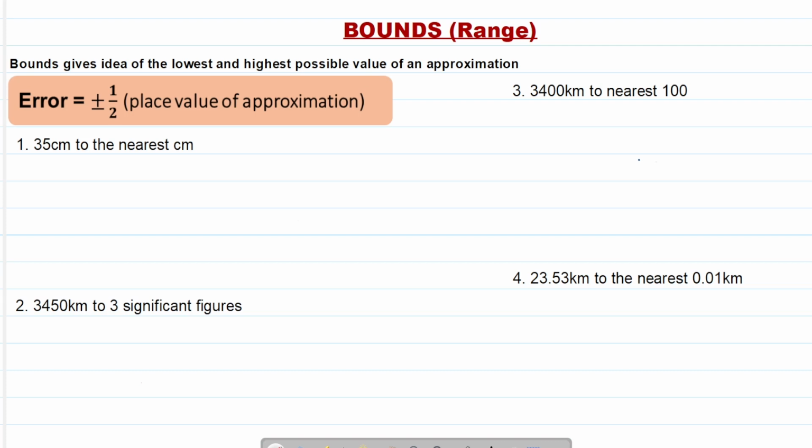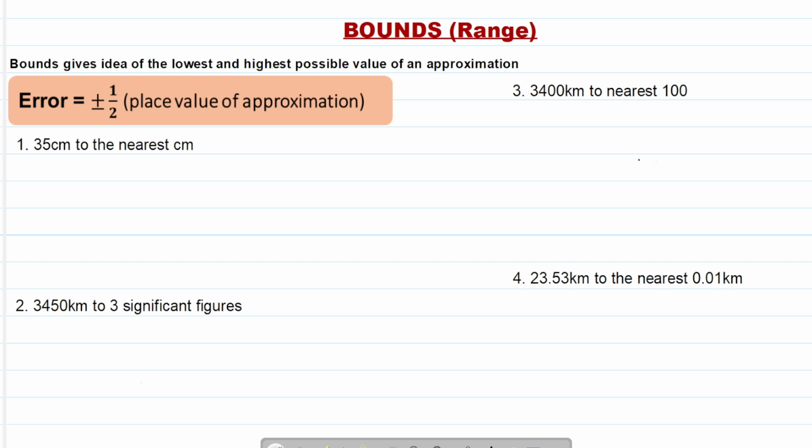My name is Akin. In today's video, you and me together, we will learn about bounds and range. Bounds gives us an idea of the lowest and the highest possible value of an approximation. And to find the lowest and the highest possible value of any approximation, the first thing we do is to determine the possible error in such approximation. And the formula for finding the error is error equals plus or minus half times the place value of the given approximation.